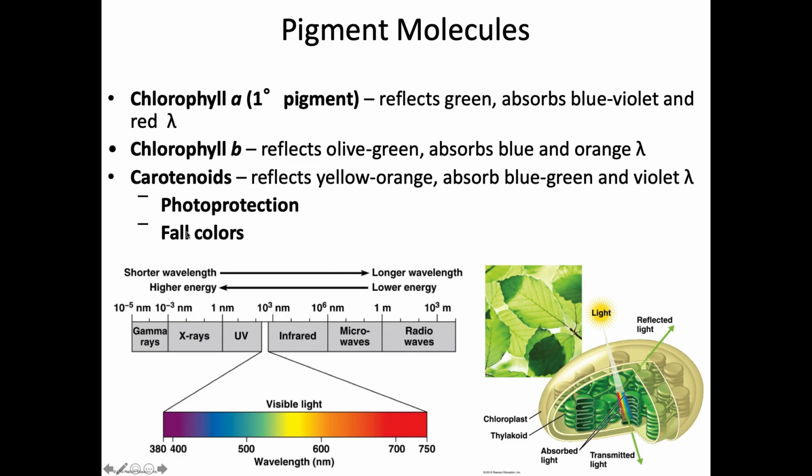And then it's these carotenoids that you see in the fall season or autumn season. It has that yellow, orange, red color. So during the fall season, your chlorophylls, which reflect the green, start to break down, but it's your carotenoids that you will see in the fall.